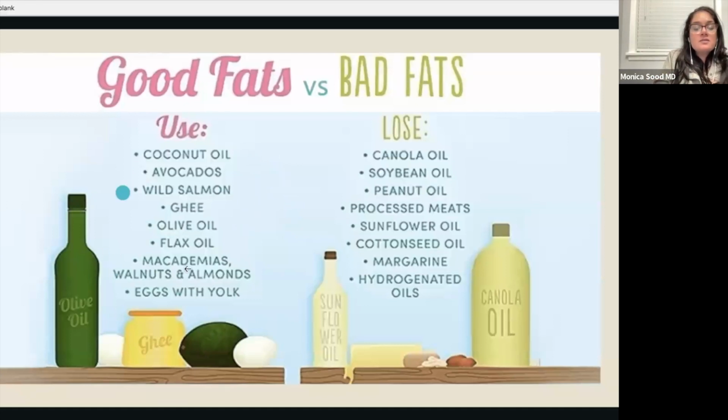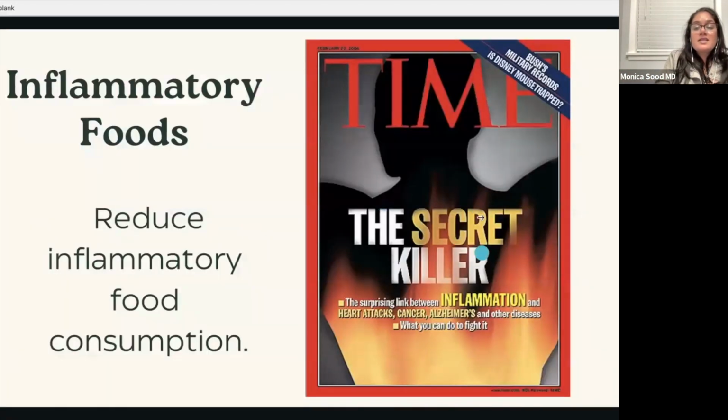So all of these are just some examples of good fats, and these are some examples of bad fats. The ones that are good decrease inflammation. The ones that are bad increase inflammation. And again, the secret killer for pretty much a lot of chronic diseases.